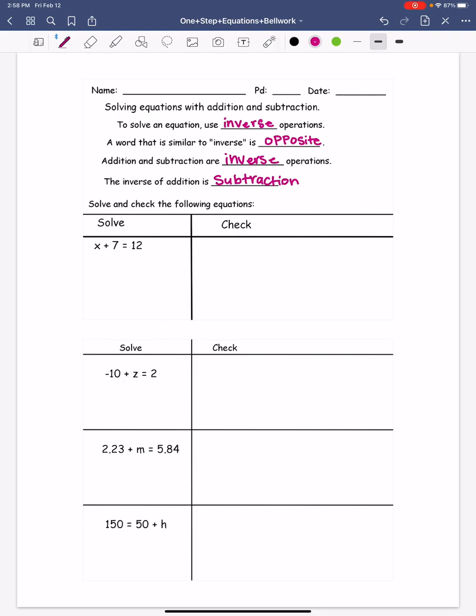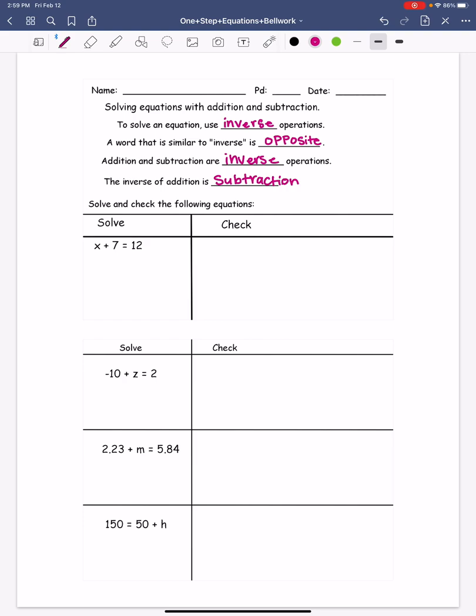So what that means is we use subtraction to undo addition. And the reason we're undoing things is because our goal when we're solving equations is to get our variable all by itself. So we're going to do just this first example, and then I'll write the answers for the rest of them so you guys can check your work. But I'm just going to do the first example, then you can pause the video and try them out for yourself and check your answer.